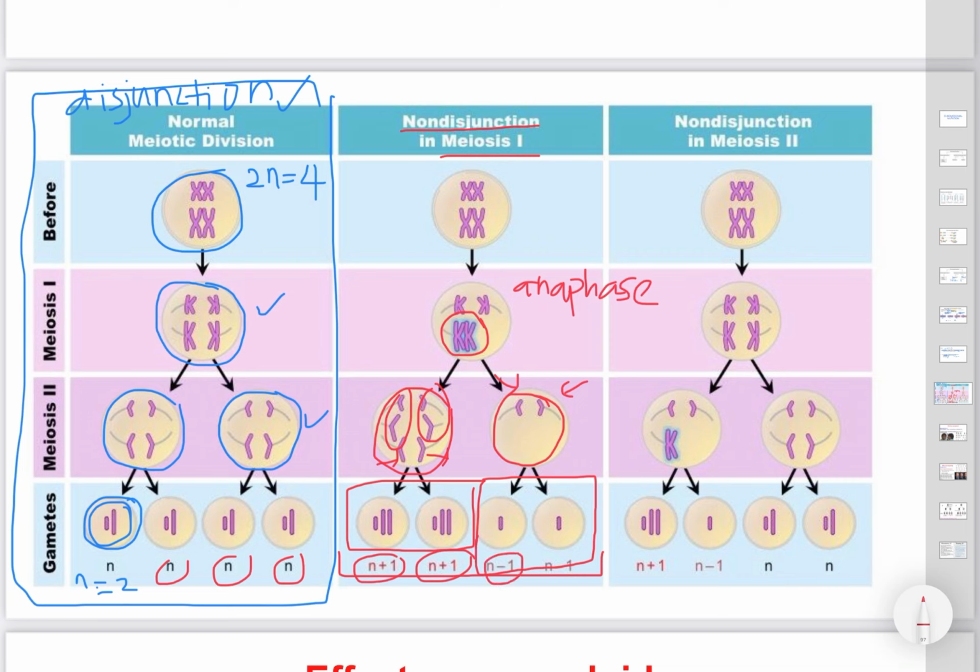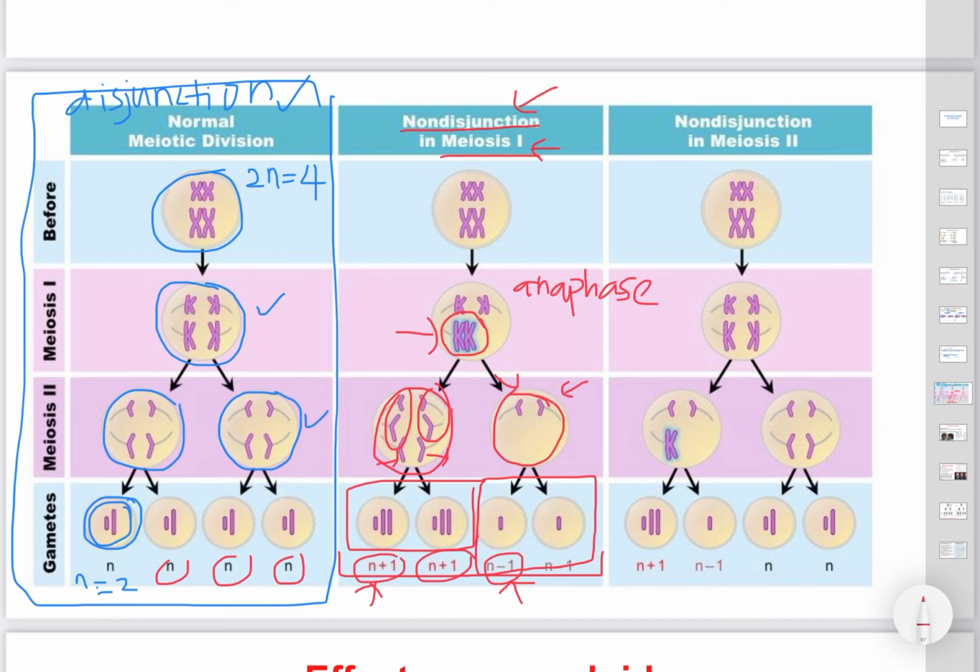Okay, that is the effect of the non-disjunction that occurred during meiosis 1. Saya ulang balik, non-disjunction that occurred during meiosis 1 where the homologous chromosome failed to separate to opposite poles in anaphase 1, causing the gametes produced to have 1 extra chromosome and also 1 less chromosome. Okay, itu non-disjunction semasa meiosis 1.